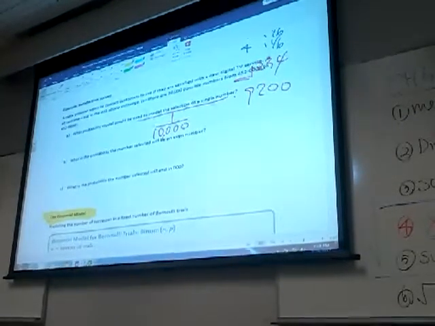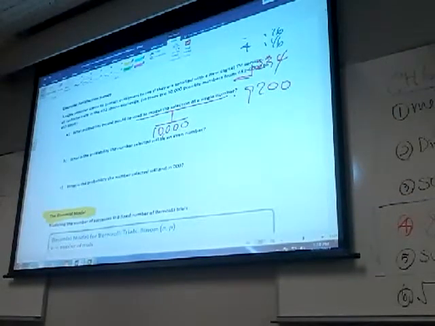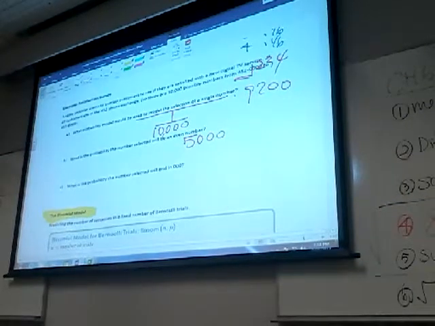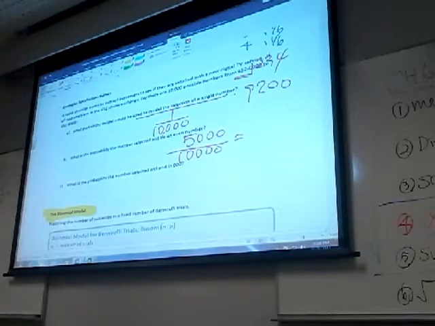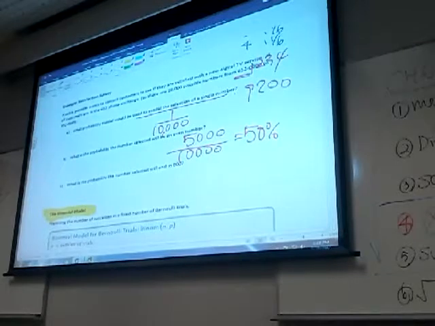How many even numbers out of 10,000? 5,000 even numbers out of 10,000. How much will that be? 50%. The even number, odd number, 50-50.